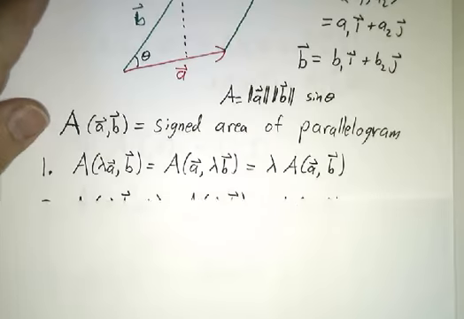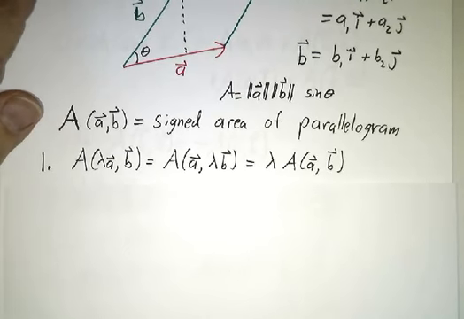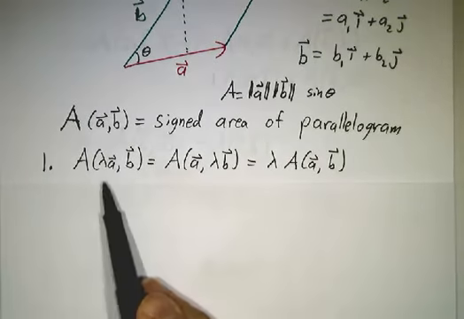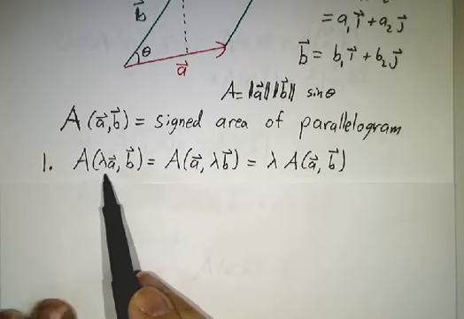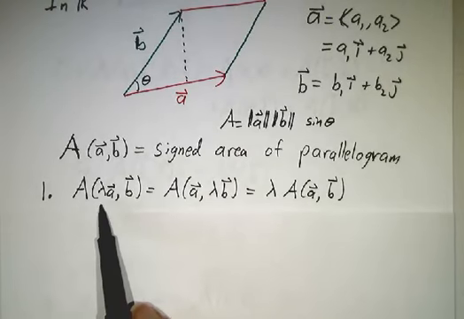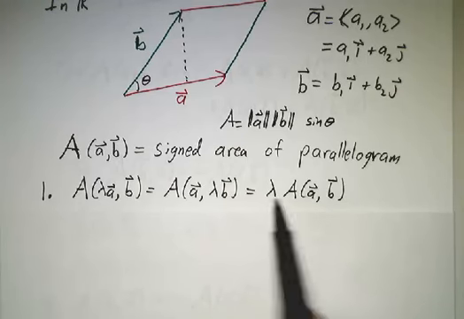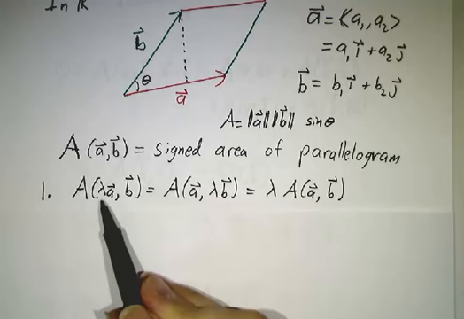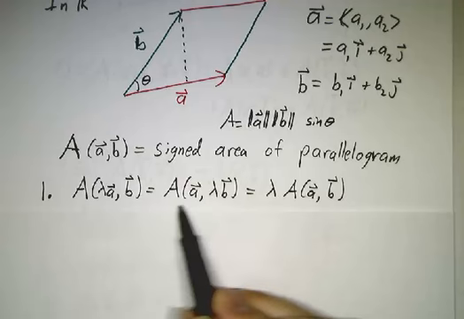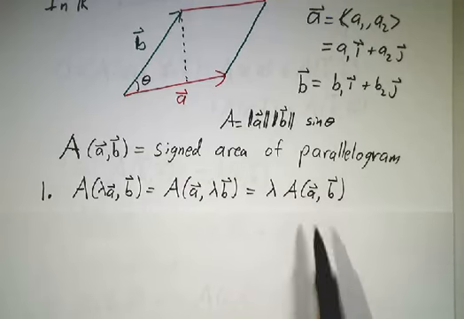The second is that it should scale right. If you multiply A by 2, if you make A twice as long, you get twice as much area. If you make B twice as long, you get twice as much area. Either way, you get twice the area of the original. And this is why it has to be a signed area, because if lambda is negative, then suddenly you get a negative answer.